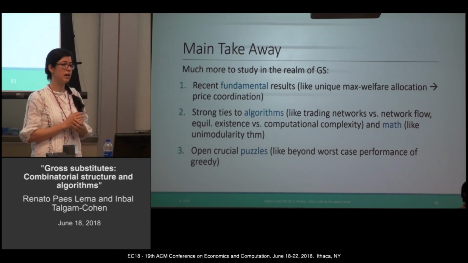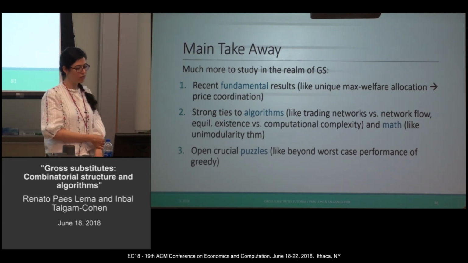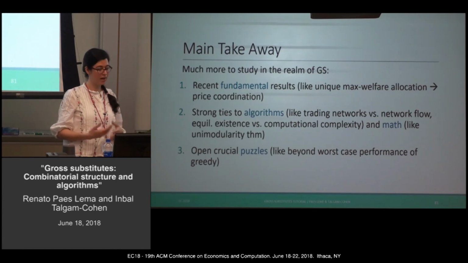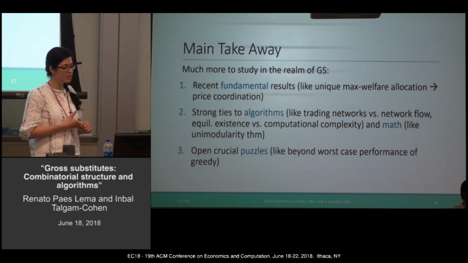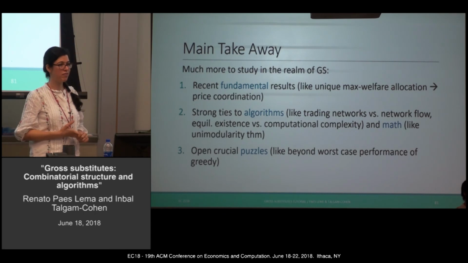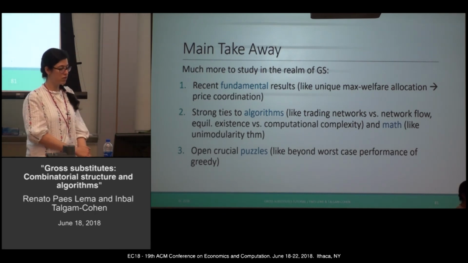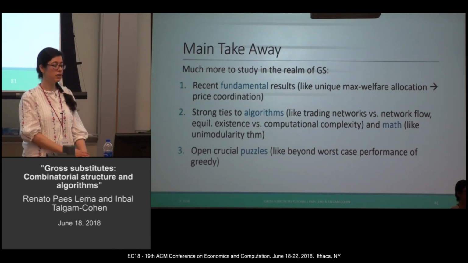It has strong ties to algorithms, so I think it's a good time for computer scientists to be working on this. For example, this trading network idea that is exactly like network flow, or these computational complexity implications for equilibrium existence. And then there are open crucial puzzles that have a practical flavor, such as going beyond worst case performance of greedy in the incentive auction setting.